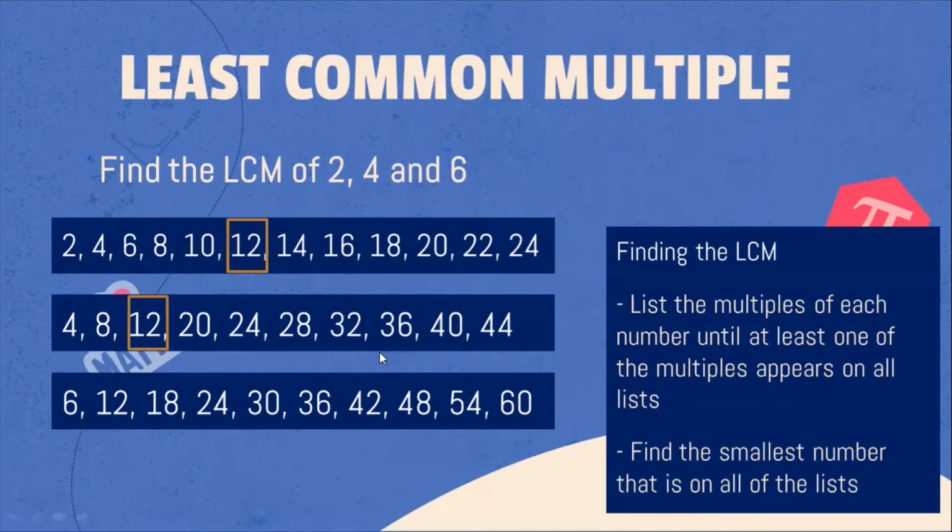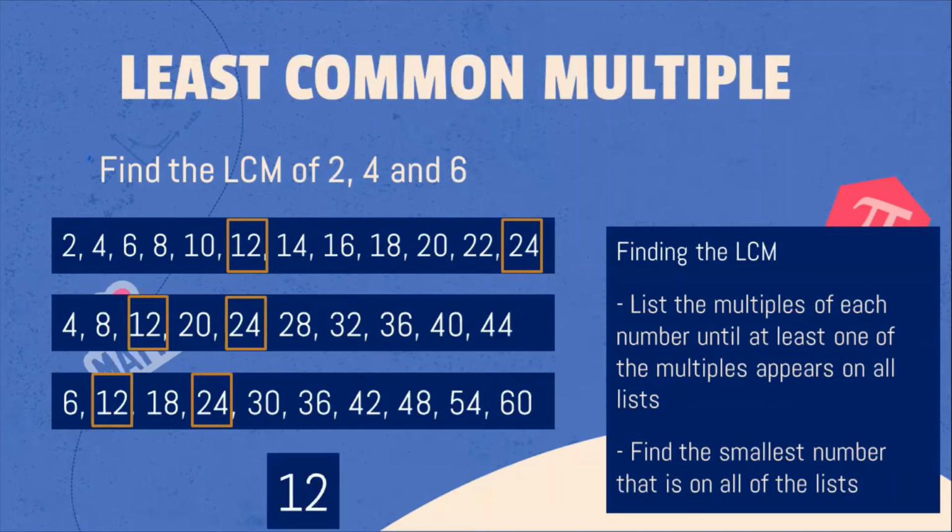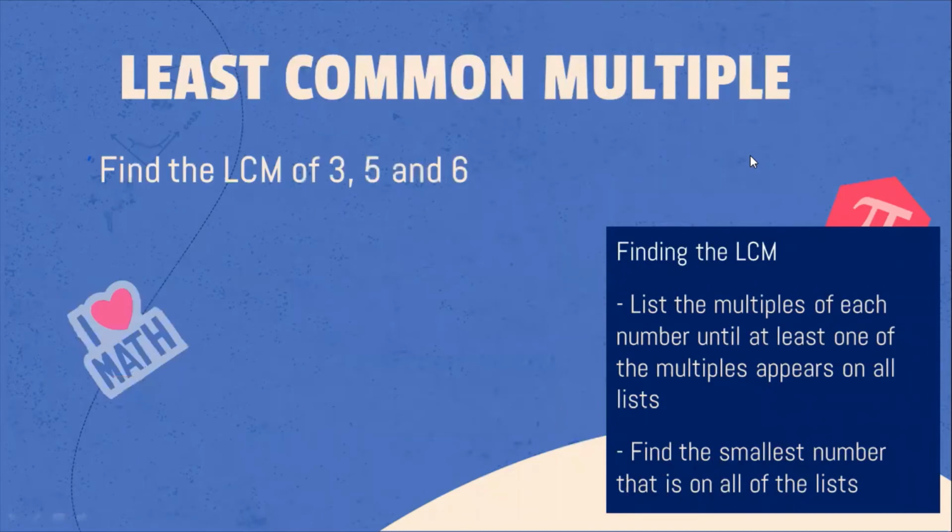We have 12 and also 24. But we are just after the smallest or the least common multiple, and that is 12. That's why the least common multiple of 2, 4, and 6 is 12. Let's have another example. Find the least common multiple of 3, 5, and 6.